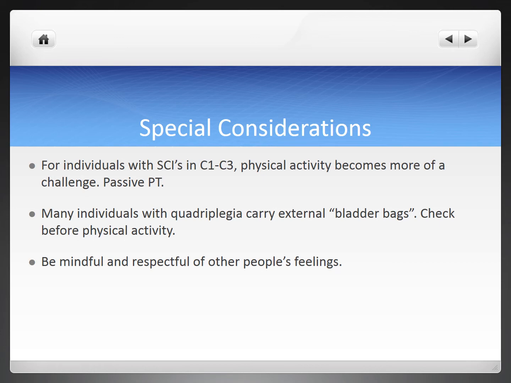Also, many individuals with quadriplegia carry external bladder bags. These bags must be checked before physical activity. Also, another thing to consider is to be mindful and respectful of other people's feelings in the activity setting.